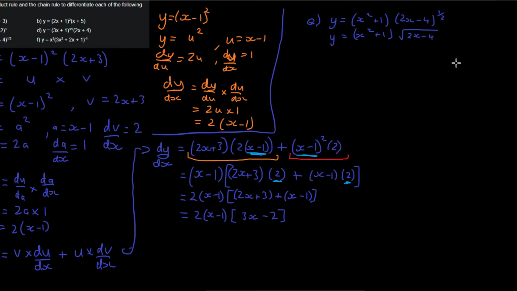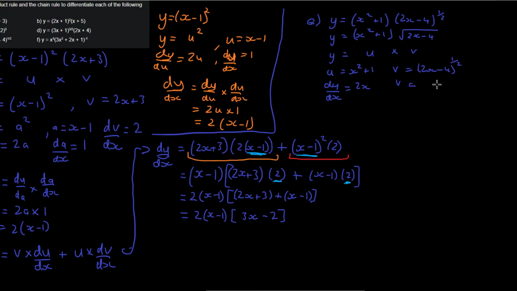So the question may have originally said this square root of 2x minus 4, but differentiating that's a little bit tricky. If we change the square root to a fractional power, it's much easier to work with because we know we subtract 1 from the power when we derive. So let's work on that basis. So we've got u times v, still a product rule. u is equal to x squared plus 1. The du dx will be 2x. v is equal to 2x minus 4 to the power of a half.